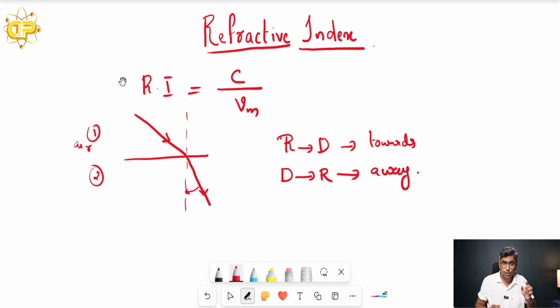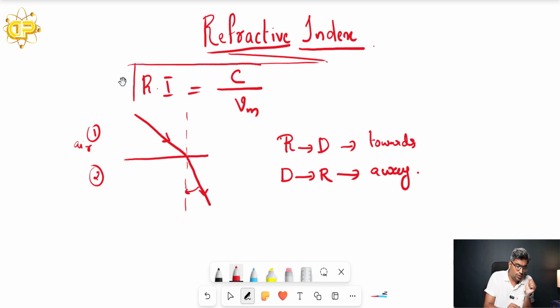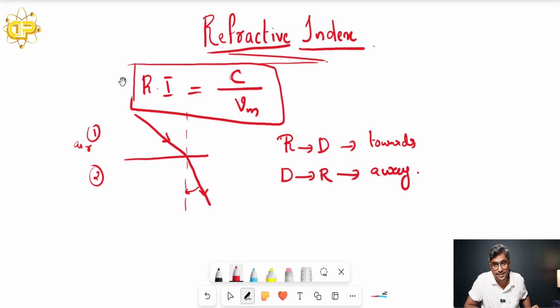This total phenomenon is known as refraction, and this refraction is due to the change in refractive index. The refraction process takes place due to the speed difference, and the refractive index is calculated as the ratio of the velocity of light in air or vacuum to the velocity of light in that particular medium.